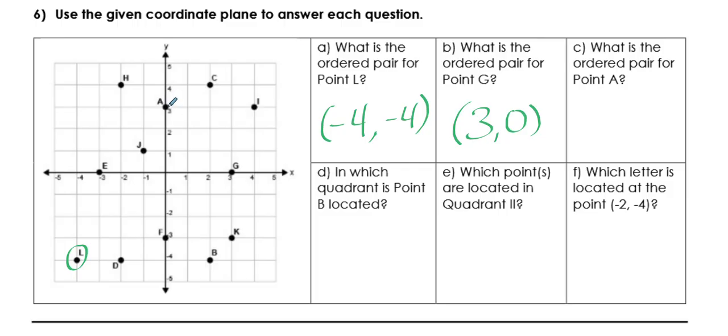A is straight up 3 spots. So from the origin, we did not move left or right at all. That's 0. But we did move 3 up. That's our y coordinate. Remember, y always measures up and down. X always measures left and right.